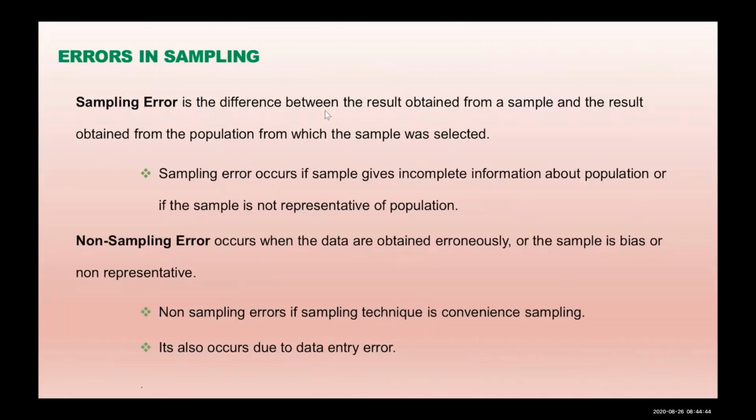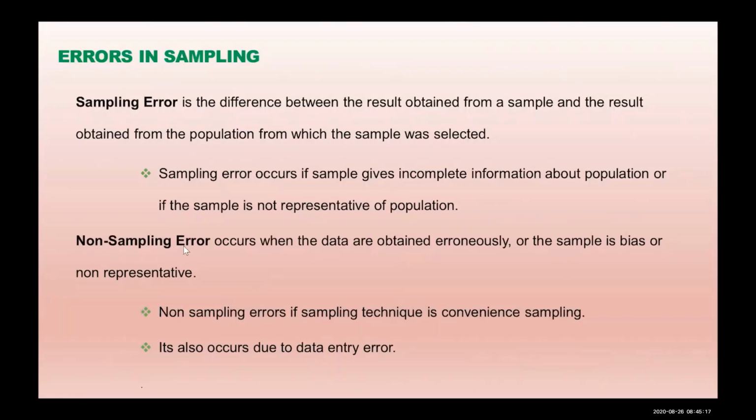So sampling error is the difference between the result obtained from the sample and the result obtained from the population from which the sample was selected. Sampling error occurs if the sample gives incomplete information about the population. This happens if the sample is non-representative of the population, or if the sample does not represent the population, which is the same thing: incomplete information, or it does not represent the whole population. So that is the first type of error, the sampling error.